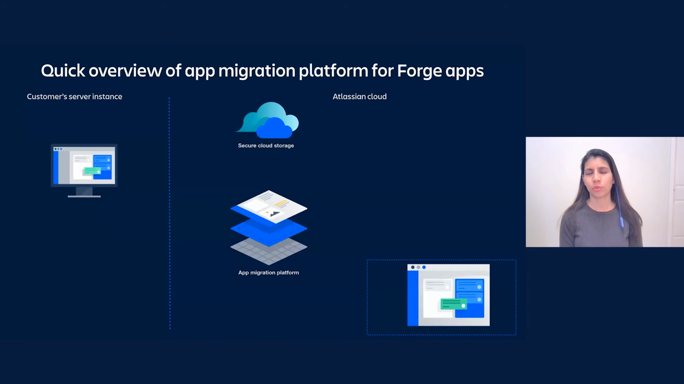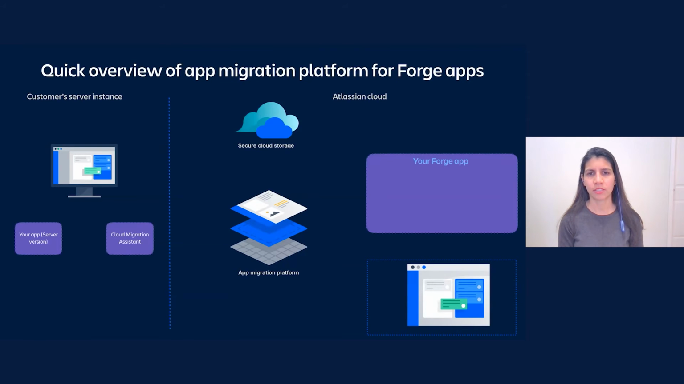So let's see a quick overview of how the app migration flow will look for P2 plugin to Forge apps. So we come back with our basic layout ready again, where we have the customer server instance at the left side, and at the Atlassian cloud, we have the app migration platform, its secure cloud storage, and the customer product side. Respective apps are there at the server and cloud side. And if your app has implemented the interface, which is a new interface that we're offering for P2 plugin to Forge app data migration, that interface is available only in Discoverable Listener.